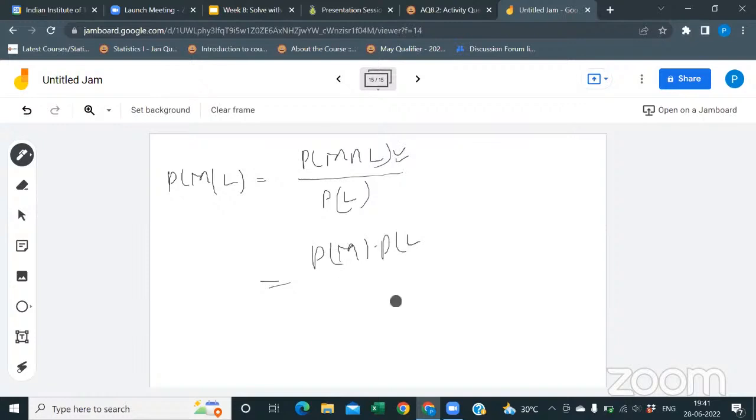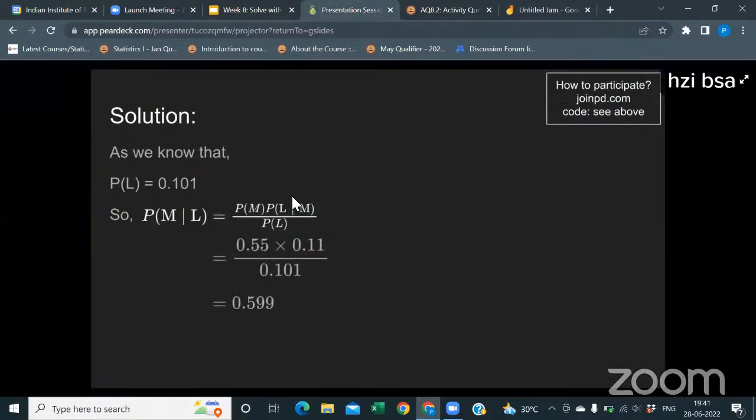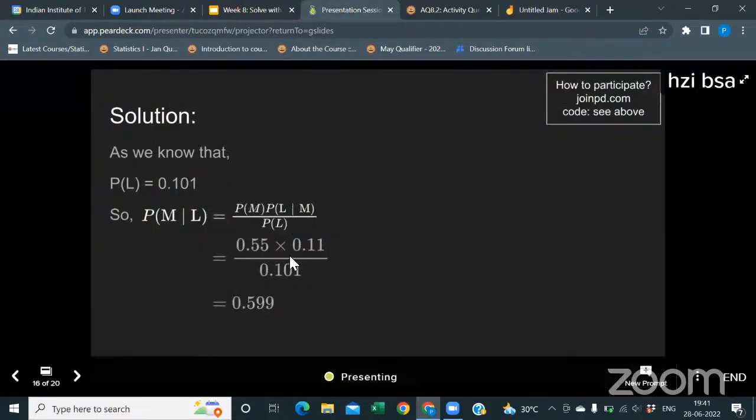In the previous question, by the total probability rule, you calculated the probability of L, right? Here you just have to compute the probability of M times probability of L given M. Probability of M is 0.55 and probability of L given M is 0.11. Is it clear for everyone? Yes, sir. Okay, let's proceed to the next question.